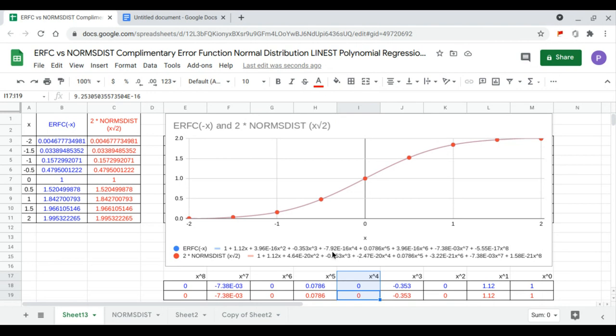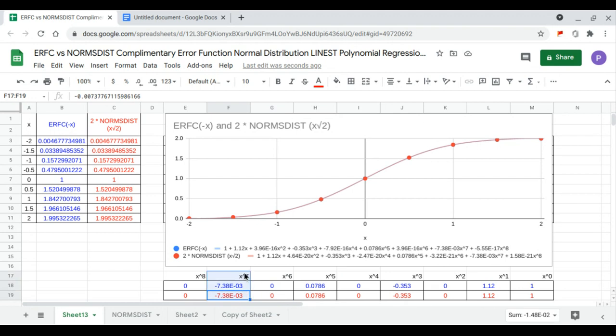This is negative 7.92 times 10 to the minus 16. That's very small. And negative 2.47 times 10 to the minus 20, which is also very small. So it's 0. X to the 5th is 0.0786. X to the 6th is 0. 3.96 times 10 to the minus 16, that's very small. Negative 3.22 times 10 to the minus 16 is also very small.